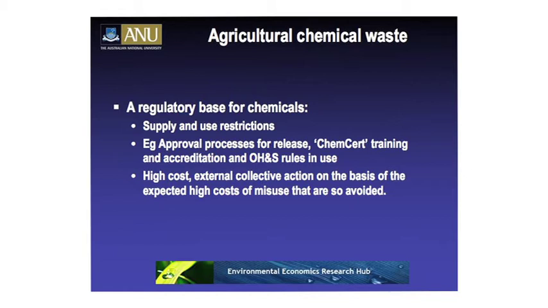You do have a top-down regulatory base in this area. Right? You have supply restrictions, the sort of chemicals that are licensed and available. You have use restrictions, right, set up under regulations. You have all sorts of approval processes. You've got to have your ChemCert to be able to purchase and use chemicals. OH&S rules in operation. They're all examples of top-down regulatory approaches.